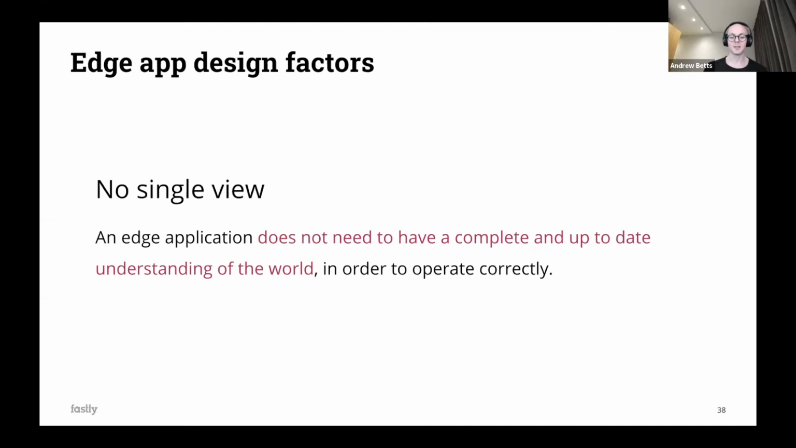An edge application doesn't need to have a complete and up-to-date understanding of the world in order to operate properly. Because if you start your architectural vision of your solution from the perspective that you need to know everything about the world at all times, then that's pretty limiting in terms of how you can actually distribute your app around the world. So if you start with the principle that you're never going to know everything in any one place at any one time, and you design that into the architecture of your app, then potentially you get to do a lot more interesting things with it.